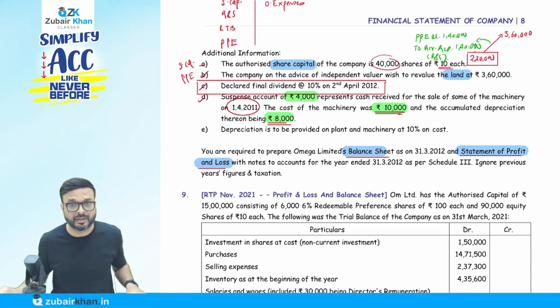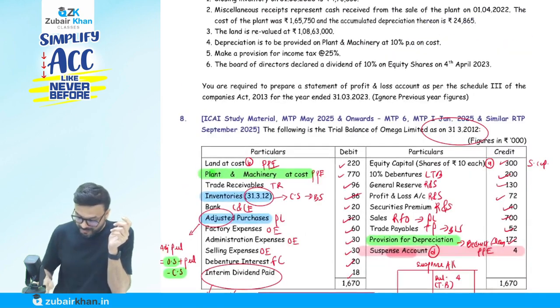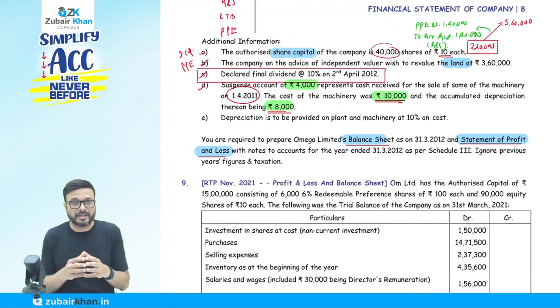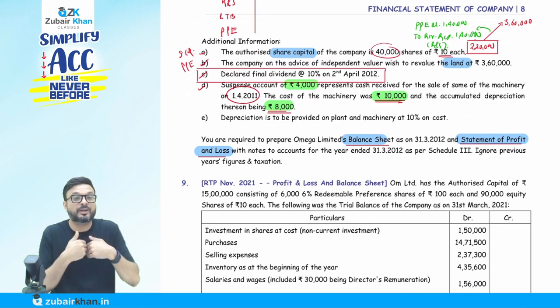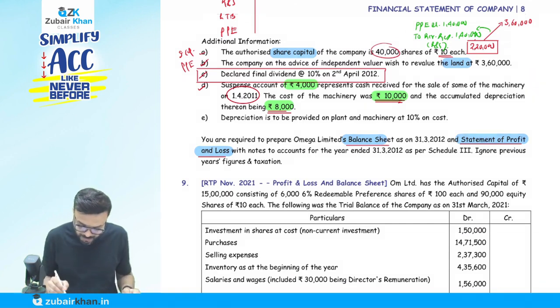What is a suspense account? I will come to that. And they have put some error in the question, intentionally, I mean to say. They have mentioned some mistakes here that we have to rectify. We are going to correct it. I will mention it, don't worry. One by one, it will be easy for you to understand.